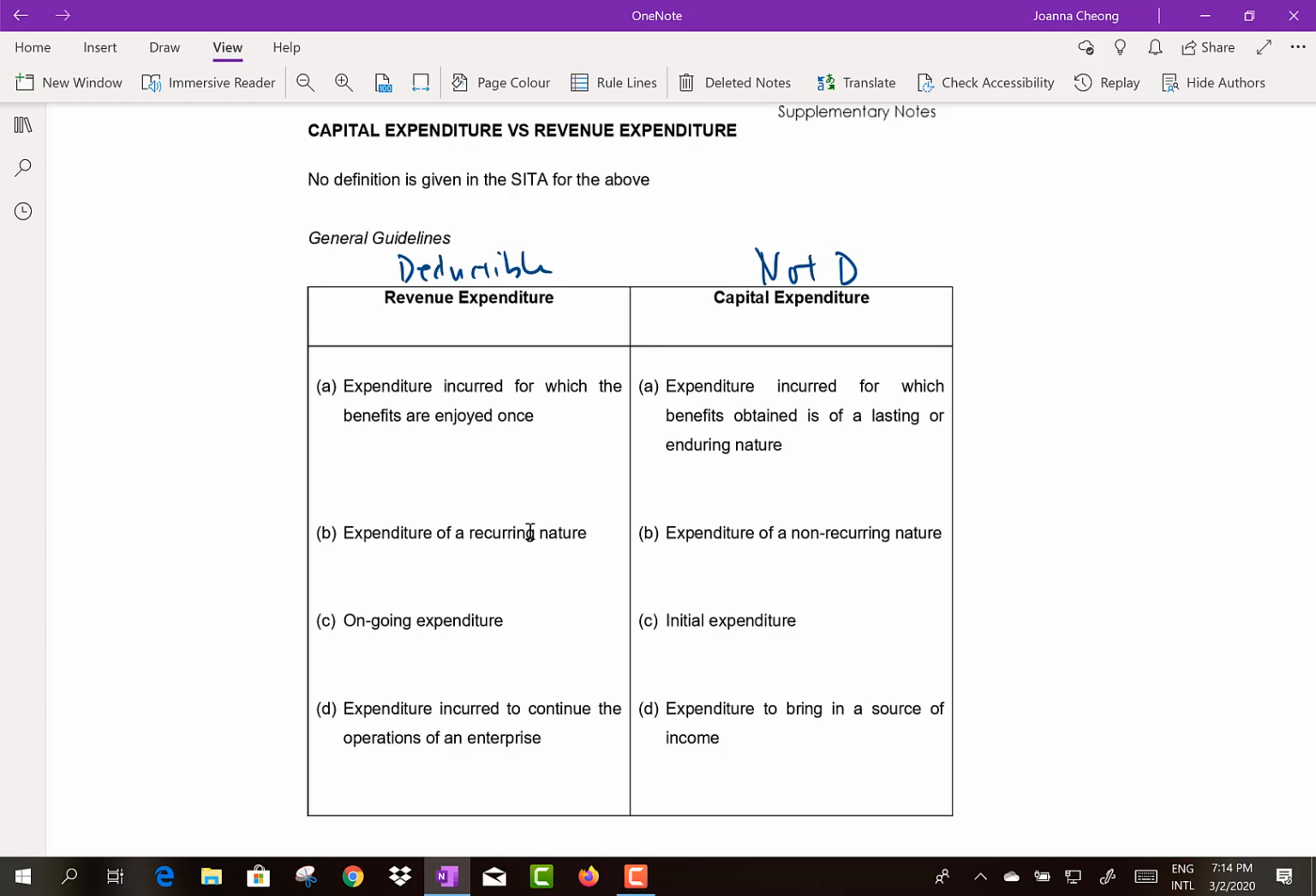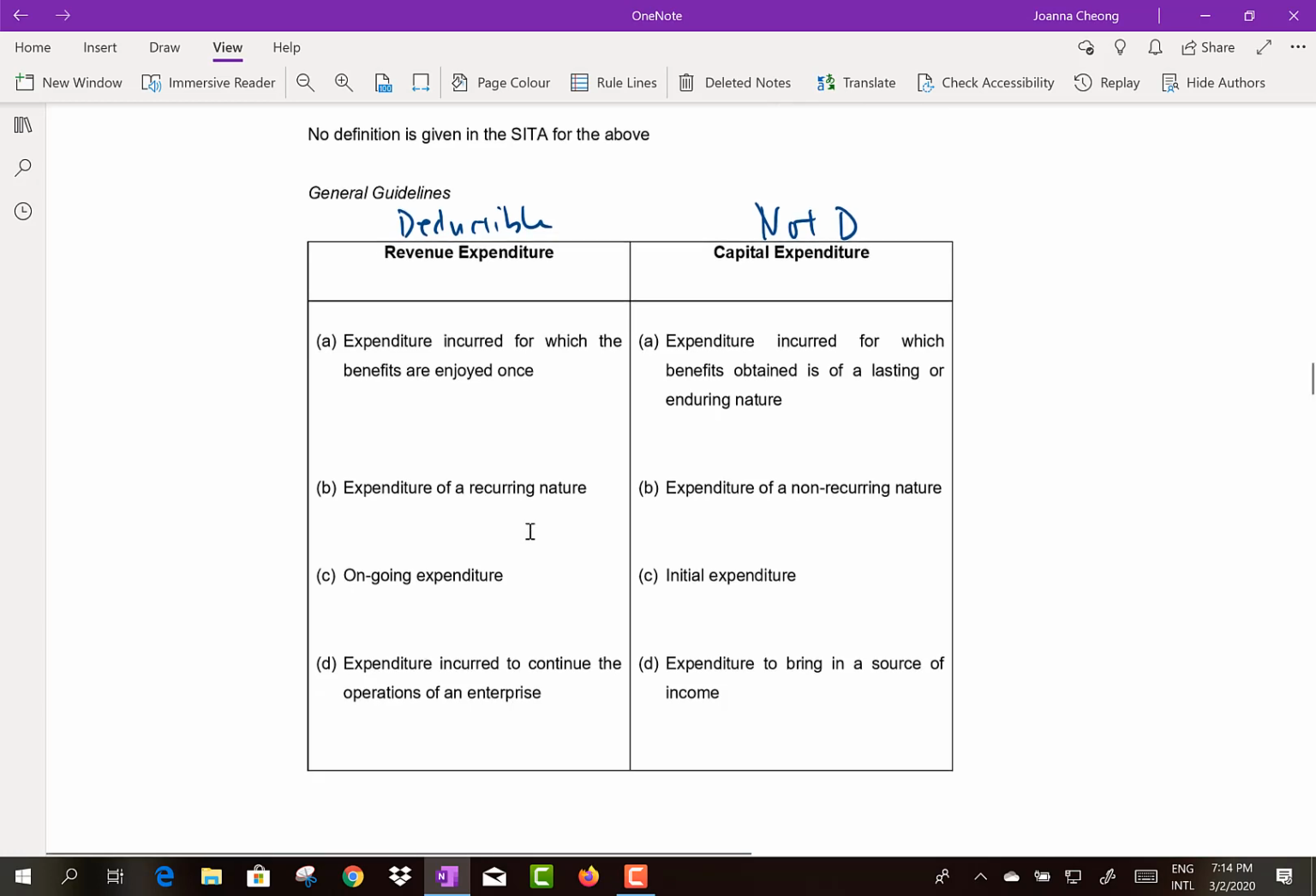So A, expenditure incurred for which benefits are enjoyed once. That means the benefit is not long lasting. For example, you spend $100 on petrol for the van.